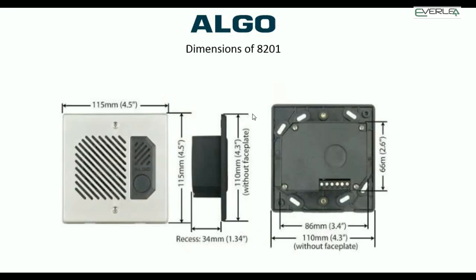Dimensions of the unit. As I said, very compact. Basically, the outer dimensions of the unit is 115 millimeters square. This is aluminium, this is plastic. There's your microphone sitting in there. The depth of the insert that's going into the wall is 34 millimeters, because this can be surface mounted or flush mounted. So it's a low footprint, low cavity footprint. And then it's just got the internal dimensions of the actual insert that's going into the wall.